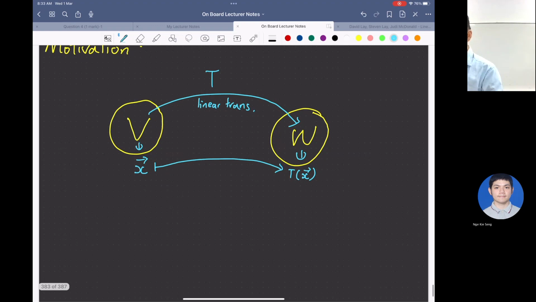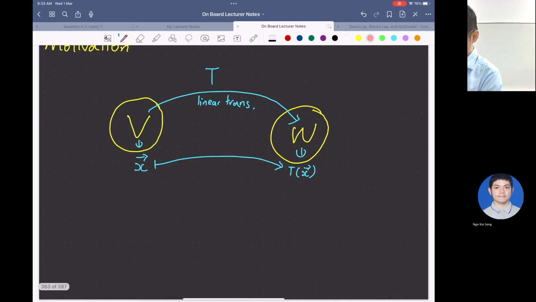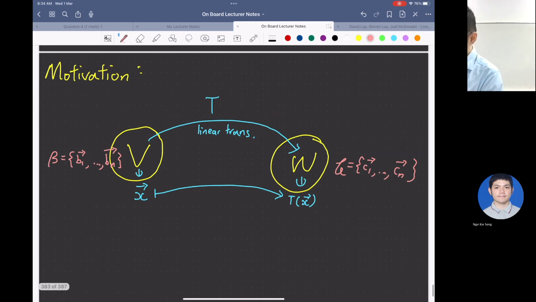Okay. So let's say we have an extra condition. We got a basis on V and W, so they are finite dimensional. We list down the basis, B1 up to Bn for V. And then for W, we also have a basis, C1 up to Cn. So it is a linear transformation between finite dimensional vector spaces.